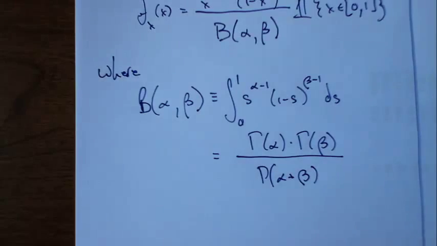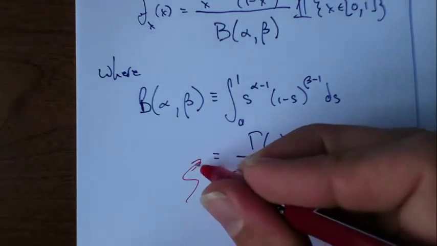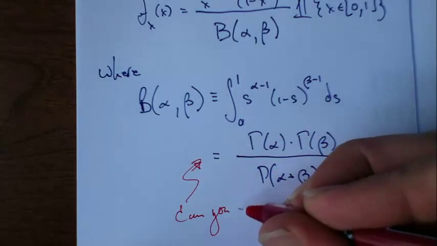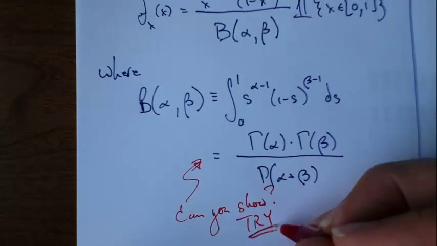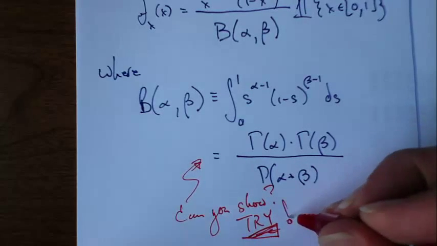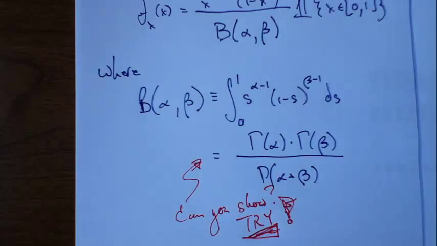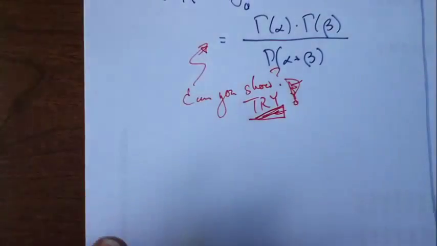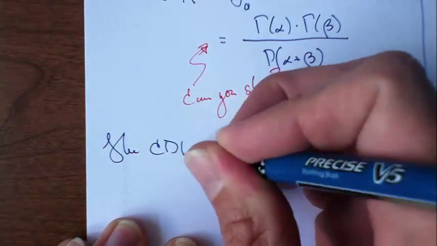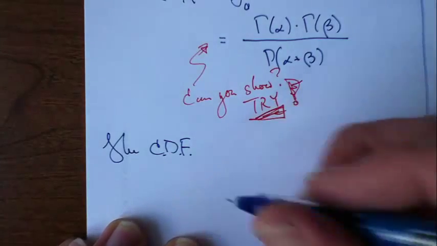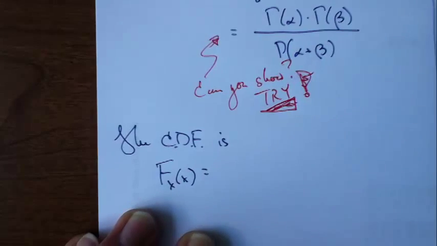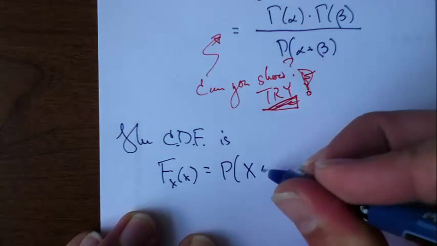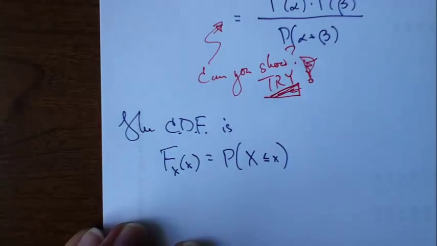Okay, so maybe you could try to show this. Can you show this? Try to show that. Okay, you should try to show that. It'd be great. The CDF, the cumulative distribution function for a beta random variable, can't be written in closed form, but of course, by definition, it's the probability that the random variable is less than or equal to little x, like that.